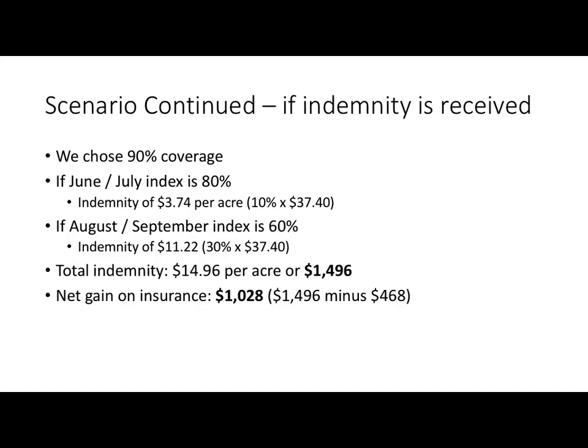Now fast forward, we're now in season where the coverage is. Two very simple examples. Let's say that June-July couplet rainfall was 80% of normal.